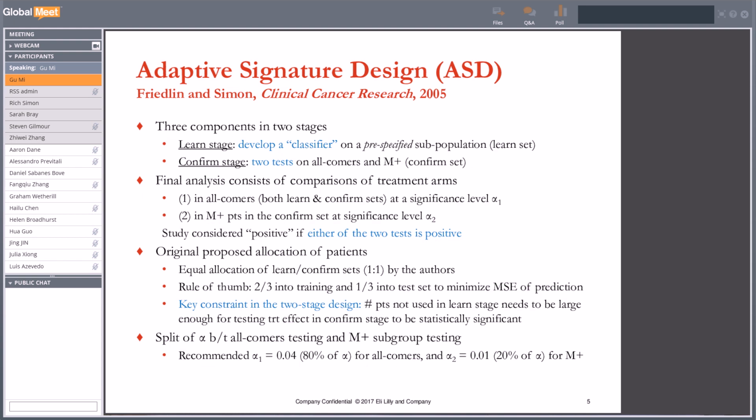The number of patients in the confirm set needs to be large enough in order to have enough power to detect the treatment effect. Another factor is the split of alpha between the 2 tests. The authors proposed 80% of alpha allocated to testing on the all-comers, while the remaining 20% is allocated to the marker-positive patients. So we have such practical questions regarding the optimal parameters to be clarified.